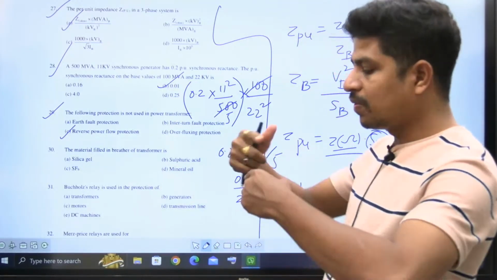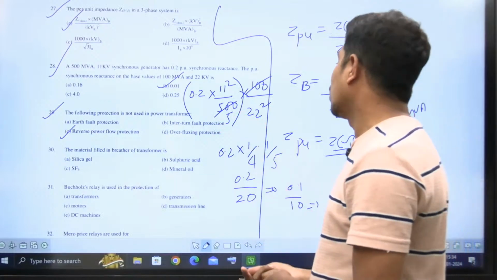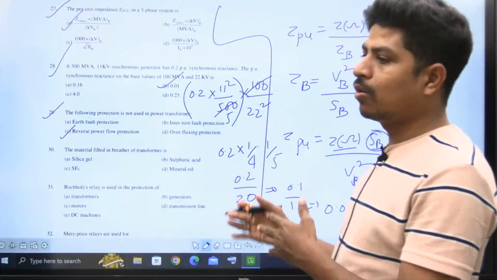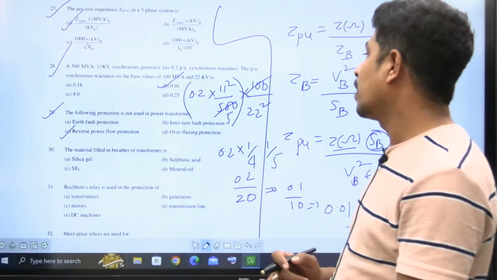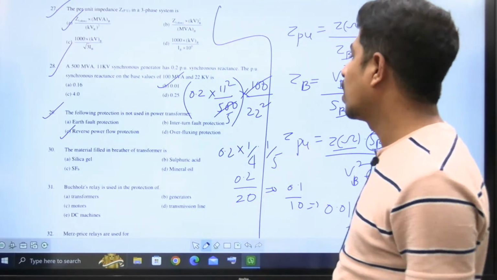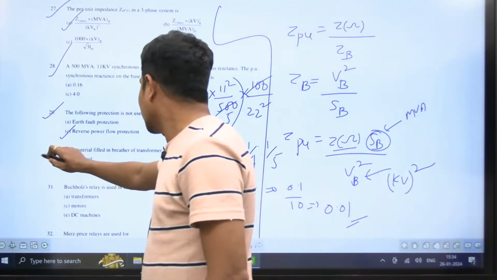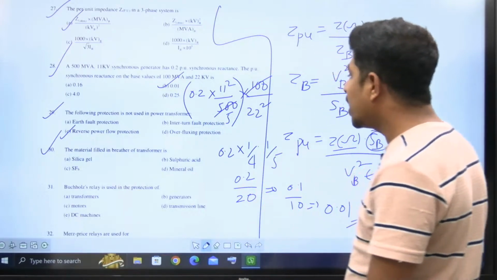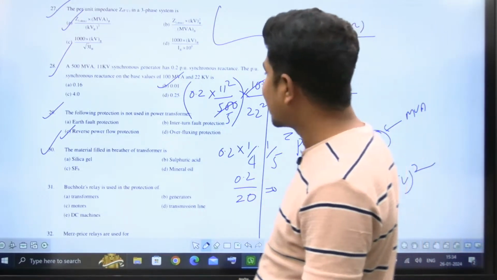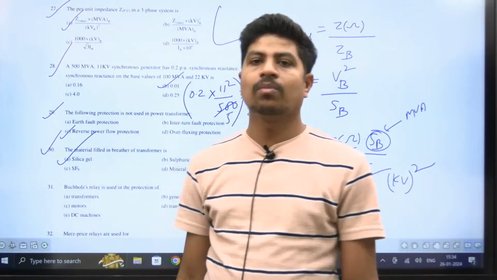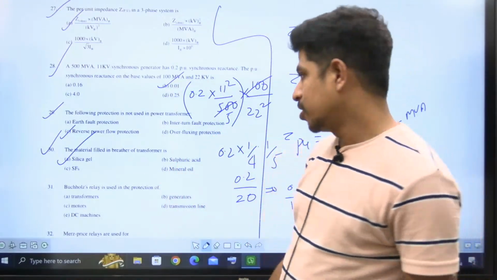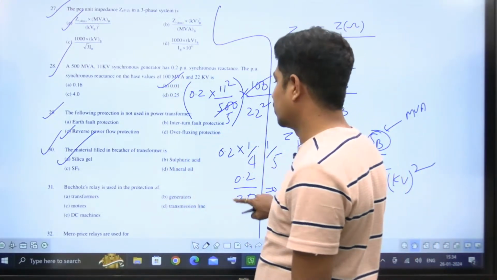Earth fault protection is used for the transformer. Interturn fault protection is used to recognize a fault between turns and to protect our system from the fault. Overfluxing protection is also required, but reverse power flow protection is not required. Next question: the material filled in the breather of a transformer is silica gel. Why? Because it takes out the moisture from the transformer. So silica gel is used.